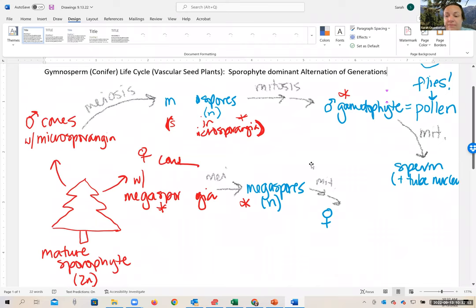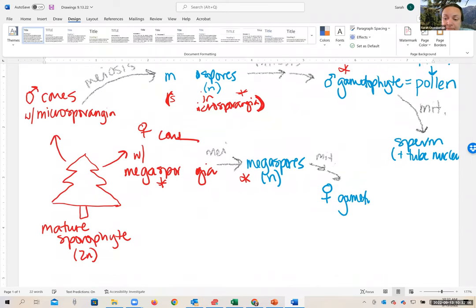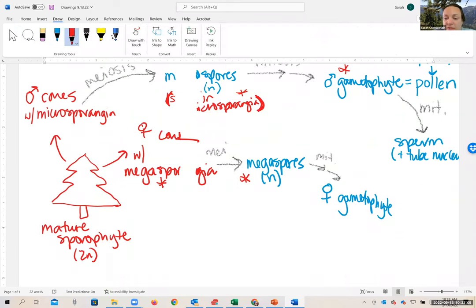Scroll down a little bit here. Trying to leave room for them to come together, right? So our female gametophyte is also still trapped inside of the female cone, okay? So it's still trapped in there. And the female gametophyte is gonna do what? Undergo mitosis to produce? Eggs. You got it.